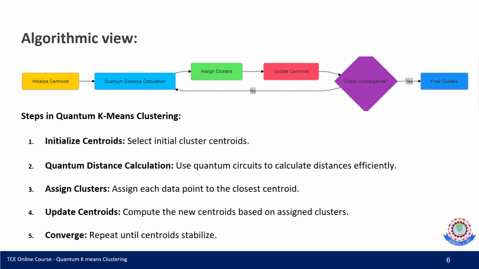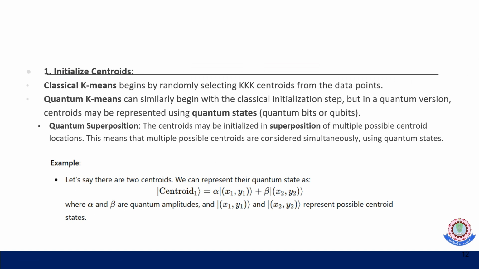And here we have the algorithmic view. Initialize the centroids: select initial cluster centroids. Quantum distance calculation: use quantum circuits to calculate distance efficiently. Assign clusters: assign each data point to the closest centroid. Update centroids: compute the new centroids based on the assigned clusters. And convergence: repeat until the centroids stabilize.